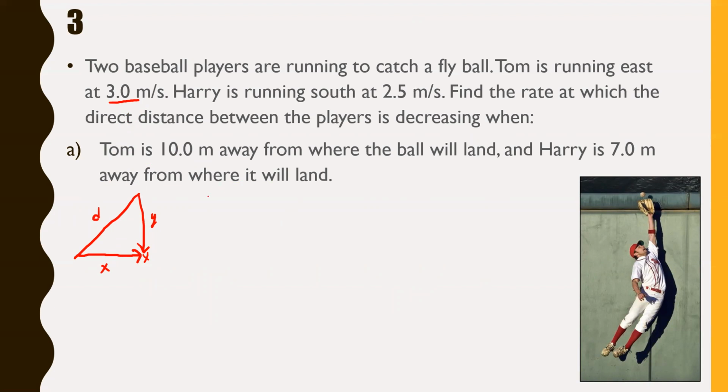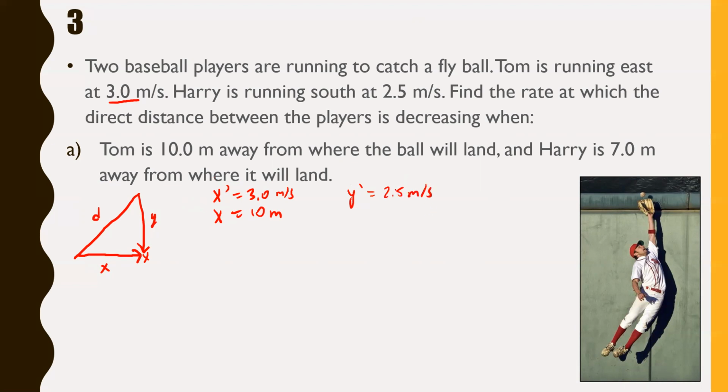So if we make like a data bank right here, we can say X prime is 3.0 meters per second. We know X is this distance here. Well, that's Tom. So he's going to be 10 meters away. So 10 meters is just our regular X. Y prime is the distance, or rather the rate of change of our distance right here. That's going to be 2.5 meters per second.